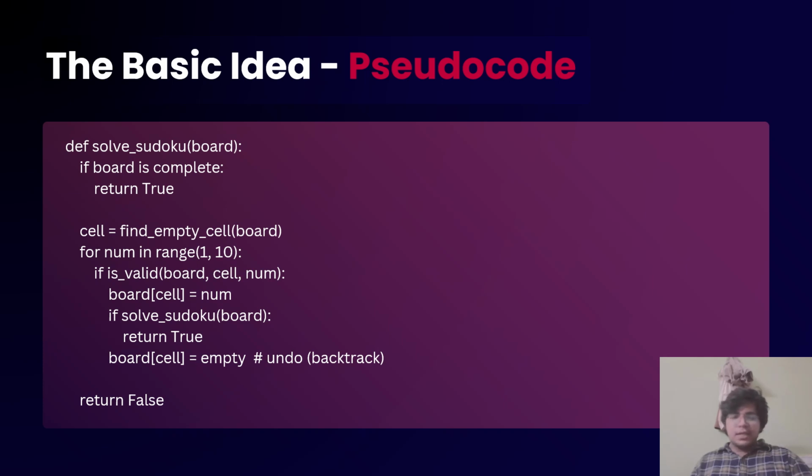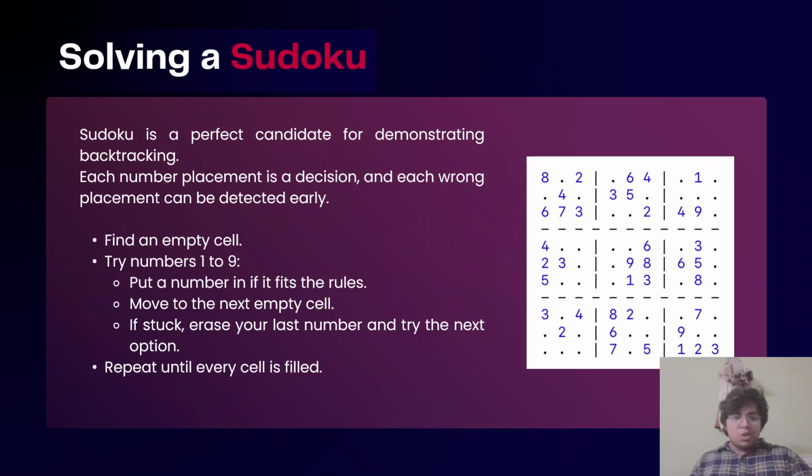So now let's go to slide 6. Solving a Sudoku step by step. To understand it practically, imagine you have an empty cell. Choose the empty cell. Try numbers 1 to 9, that is integers. For each number, check if it follows the rules of Sudoku. If yes, temporarily place it. Move to the next empty cell. If stuck later, undo and try the next number. This continues until all the 81 cells are filled, so repeat this cycle until the total Sudoku grid is totally filled. That is 81 cells.